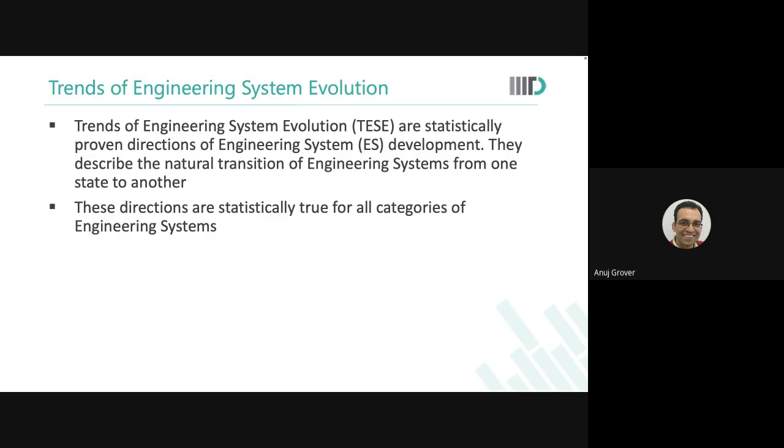Even when you do patent reviews and patent search, you say, oh, this thing is patented and protected. You could use TESE to leapfrog a patent also. So that is where this tool is very different from other problem identification tools. TESE will not give you a solution, it will give you a new problem to solve, or it will tell you which solution to prioritize. Are you getting it? These are statistically proven directions of engineering system evolution.